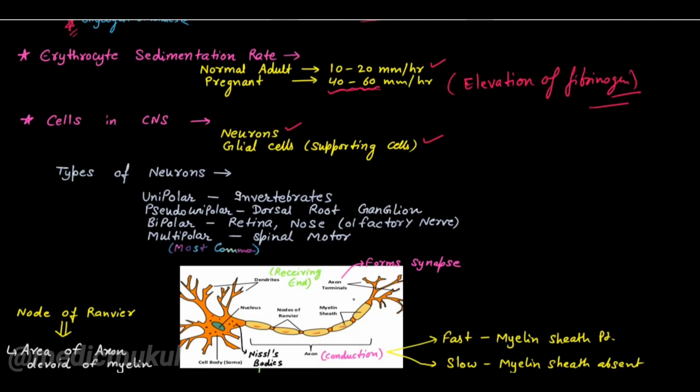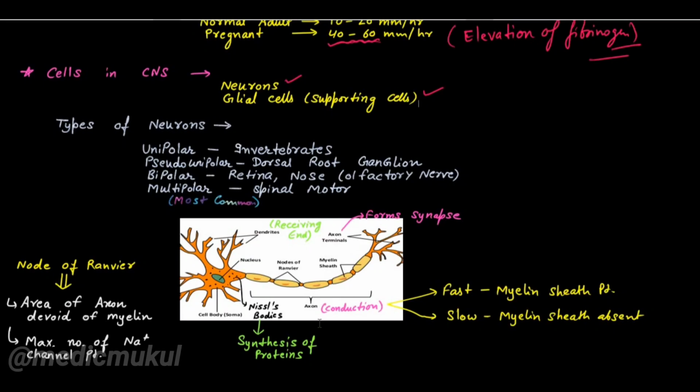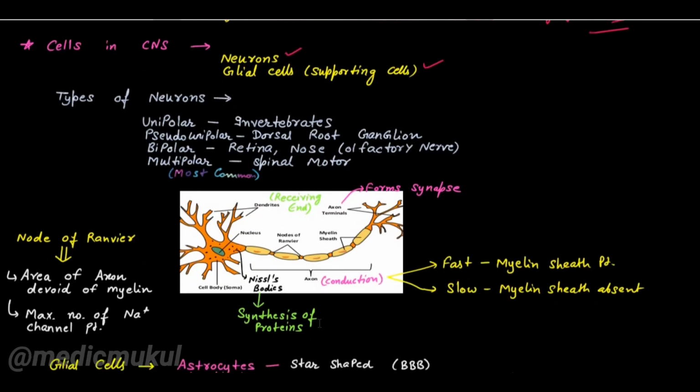Let's talk first about our neurons. Most important here are the types of neurons, which are often asked: unipolar neuron, pseudo-unipolar neuron, bipolar neuron, and multipolar neuron. Remember the important examples. Unipolar neurons are not present in our body, they are present in invertebrates. Pseudo-unipolar neurons are present in dorsal root ganglia. Bipolar neurons are present in the retina, nose, and olfactory nerve.